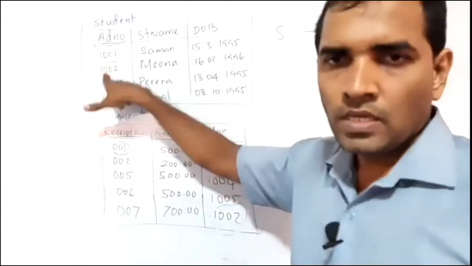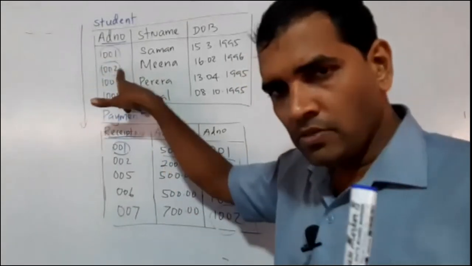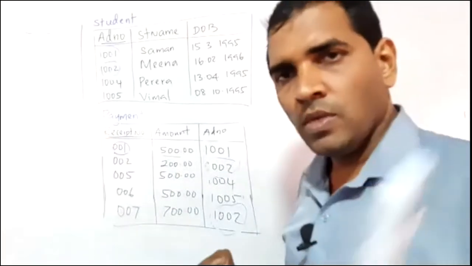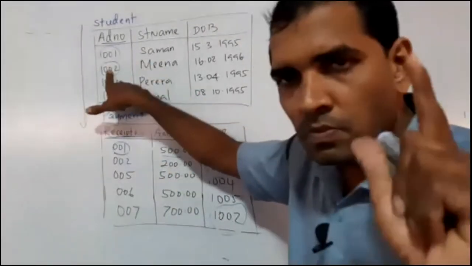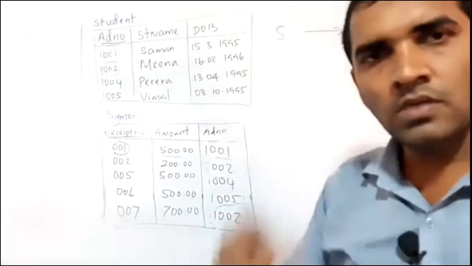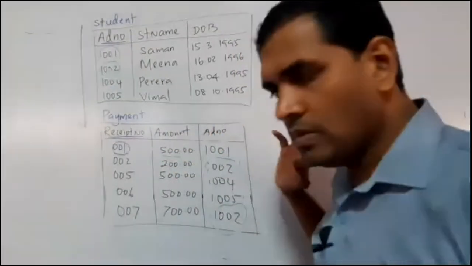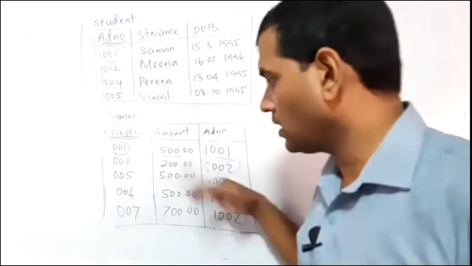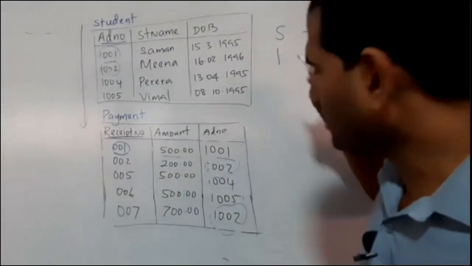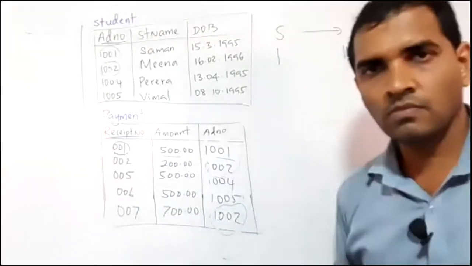Check the second one. I take a data there, 1002. How many times is that 1002 entered in the payment table? How many times is the data in the student table there? Two times, which means the data has many similar records in the second table. So this is called one-to-many. A data in the student table has many data in the payment table.